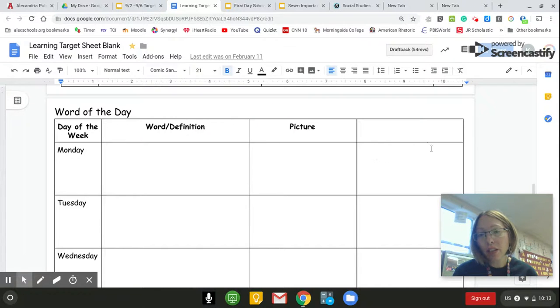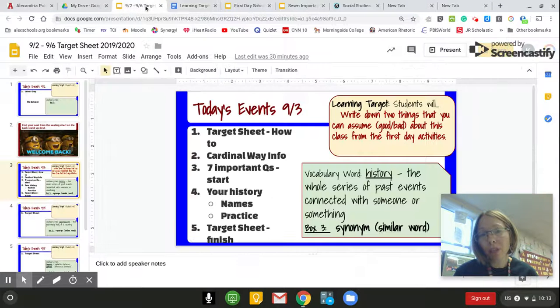And then the third box is our mystery box that changes each week. At the bottom of the target sheet, it says what box 3 is. This week it's a synonym. So what would be another word that would have a similar meaning that isn't already in the word or in the definition? I can give you one as an example: ancient would be a synonym of history. But we worked through this.